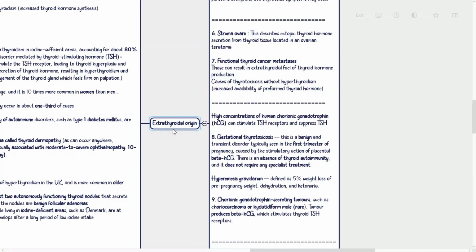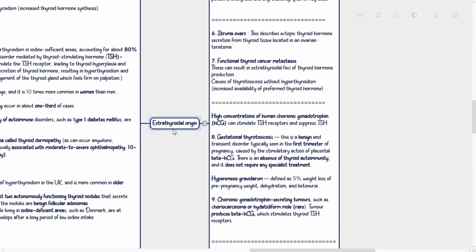7. Functional thyroid cancer metastases. These can result in extrathyroidal foci of thyroid hormone production. High concentrations of human chorionic gonadotrophin, HCG, can stimulate TSH receptors and suppress TSH. 8. Gestational thyrotoxicosis. This is a benign and transient disorder typically seen in the first trimester of pregnancy, caused by the stimulatory action of placental beta-HCG. There is an absence of thyroid autoimmunity, and it does not require any specialist treatment.